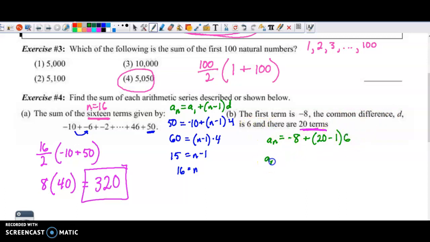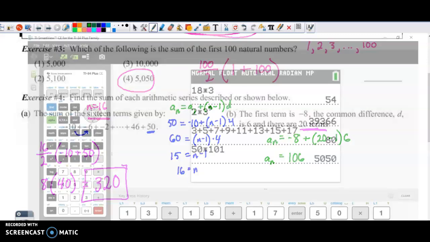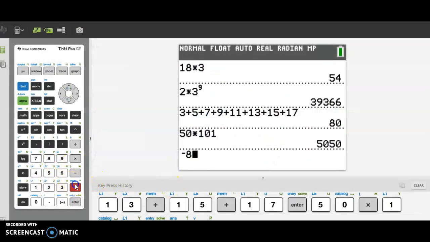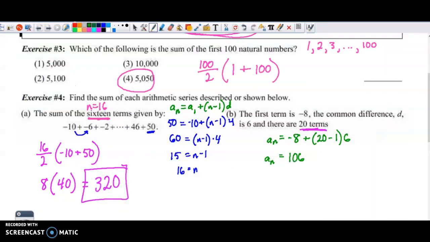So if I use my calculator, I could do that in my head, but 6 times 20 is 120 minus 6 if I distribute, so that'd be 114 minus 8 would be 106. Just to double check because I don't always trust my math. Yeah, 106.